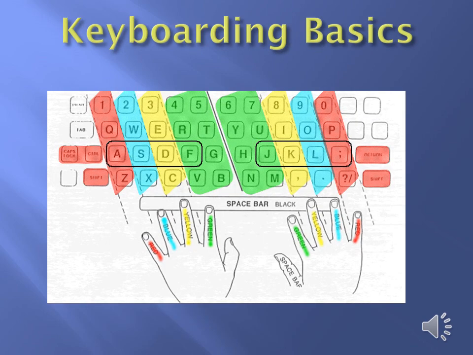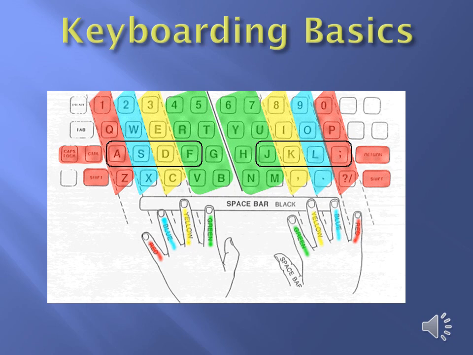This slide here is just showing you the keyboarding basics and where your home keys are and where your fingers will end up being. So for example, we can see that the black bordered letters on each side are our home keys. So the pinky would go on the A, the next would be on the S, D, F, and your pointer would be on the J, K, L, and so on.